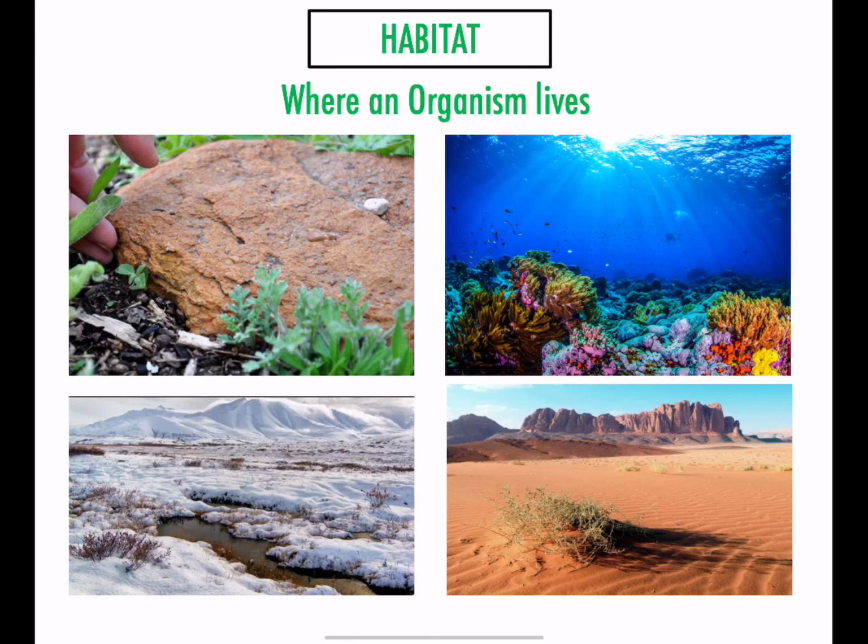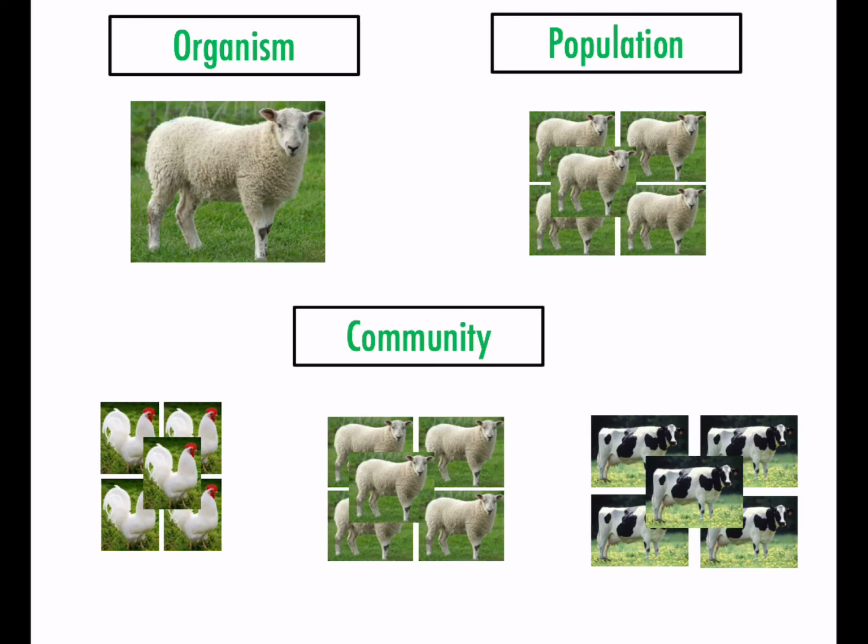All right, topic 7. So first of all, some definitions. A habitat is where an organism lives, so it could be under a rock, under the ocean, in the desert, or in the Arctic. An organism is an individual, just one organism, for example, one sheep. A population is many of the same organisms, so like a herd of sheep.